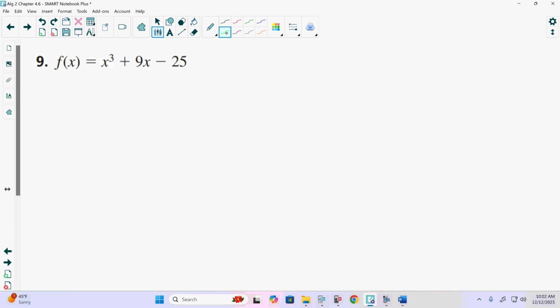Here, for positive zeros, I just count the sign changes from one term to the next. X cubed to x, there was no sign change. X to 25, there was 1, telling me that my number of positive zeros is 1. Or less than it by an even amount. Well, if I do 1 minus 2, I get negative 1. So I have only 1 possible arrangement for positives. There is just 1.